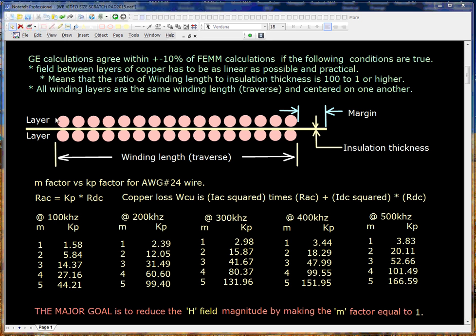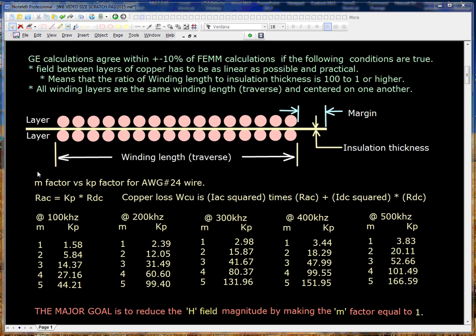And here you see an example. Here's a layer of copper wire, another layer of copper wire with insulation between the two layers, called insulation thickness here. And if we divide this winding length in inches by insulation thickness in inches, we'll find, usually in practice, that we're meeting this condition. It's not a magic number. It doesn't mean it won't work if it's 50:1, though the error might be a little bit greater. It might be 12% up here if you do that. We prefer to see a figure of 100:1 or higher, as I said.